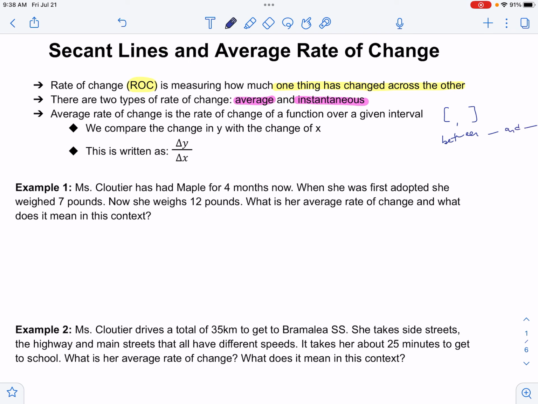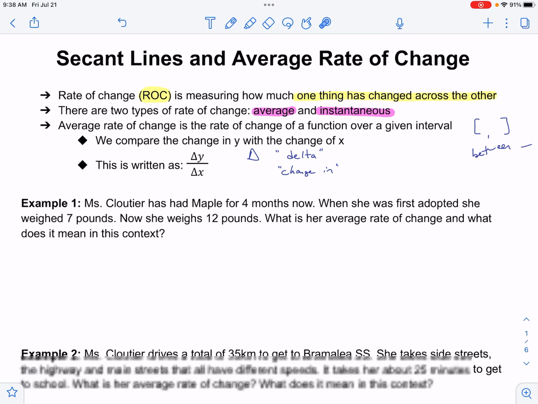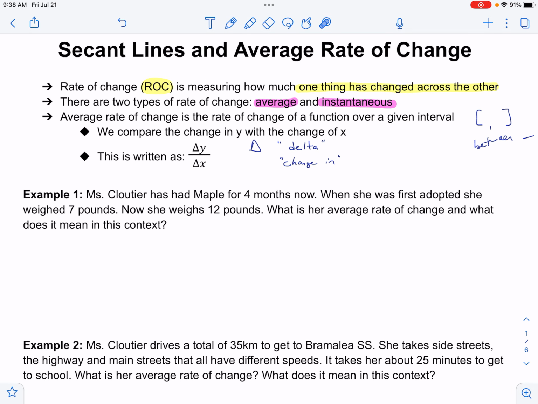What we're doing is we're comparing the change in y with the change in x, and that's literally what we have written down here in this fraction. This symbol is actually the delta letter. It looks like a triangle, and it means change in. So we're saying, what is the change in y divided by the change in x? Okay, now this doesn't have to be super complicated. Let's look at our first example.